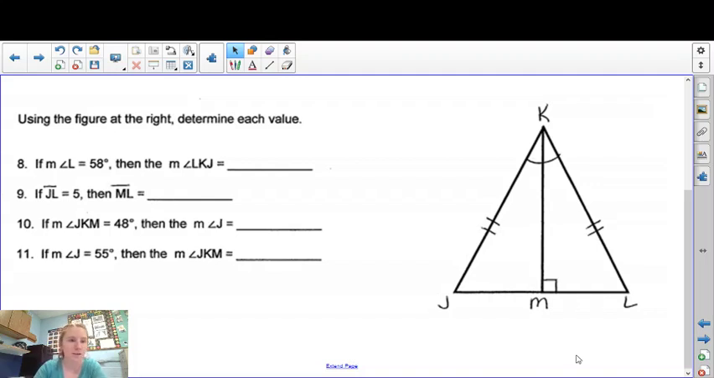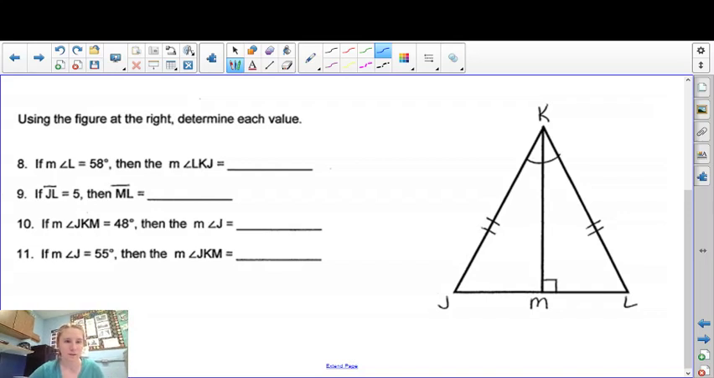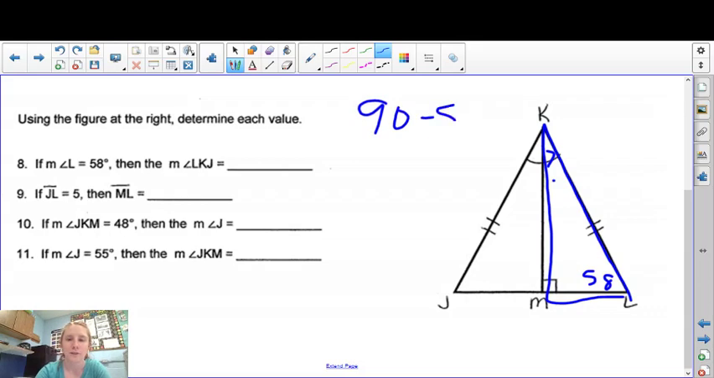Okay, angle L is 58 degrees. Find LKJ. Where's LKJ? So we're finding this guy here. Well, if you notice, I have a triangle. Triangles add to 180. I already have 90 of it, which means I only have 90 left. So 90 minus 58 would be 32.